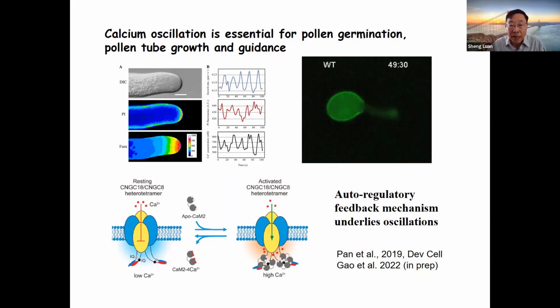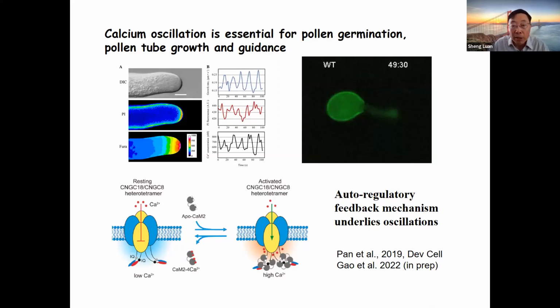Anyway, we also identified another channel that's something we're writing a paper on. Another channel is also involved in this process, and how this works together is a big question, and a lot of people are interested in that. Okay, so this is how the calcium oscillation is happening at the pollen tube tip, or even at the beginning of pollen tube germination, right?